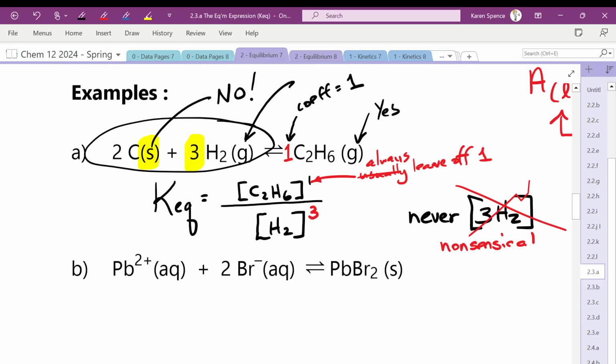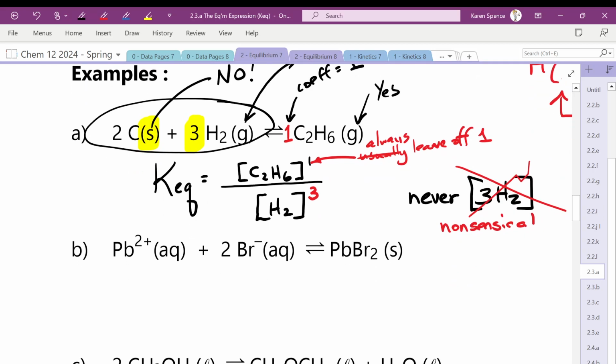All right, let's try this next one. What's the very first thing you should write? You should write K EQ equals. Excellent. And then we draw a line, and we're going to put stuff on the top, and we're going to put stuff on the bottom. Who goes on the top, products or reactants?